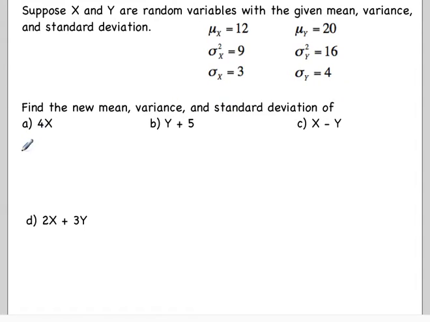So since I'm multiplying by a constant, if I want to find my new mean, the mean of 4x, I can just take my original mean and multiply it by that constant 4. So I can take 4 times the mean of x. So that would be 4 times 12. And we get 48.